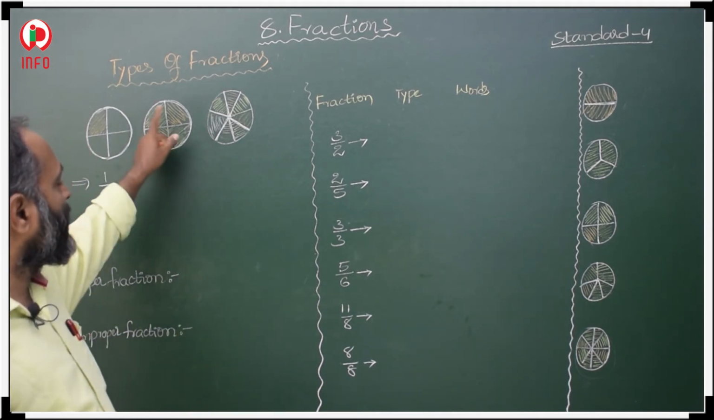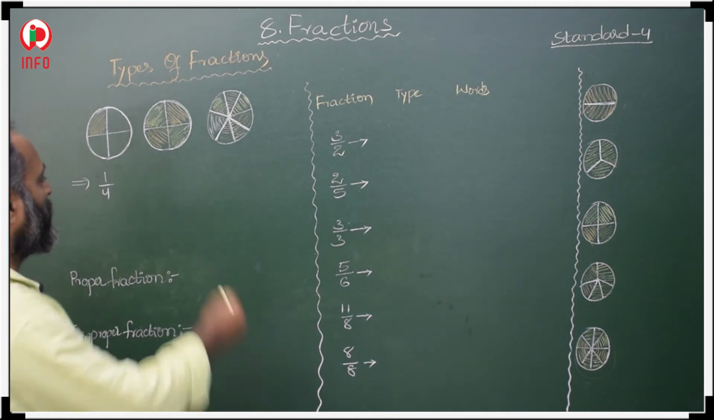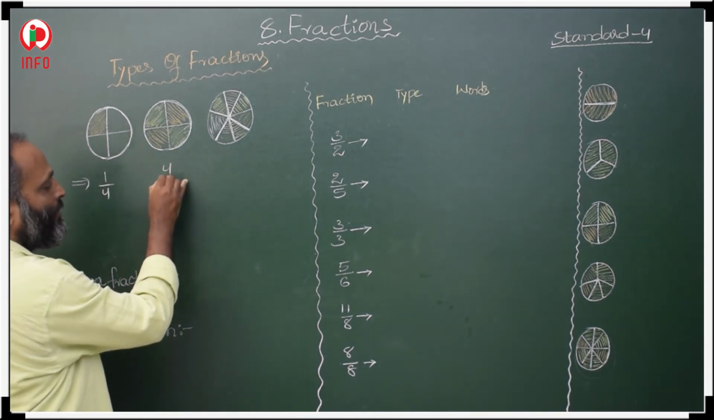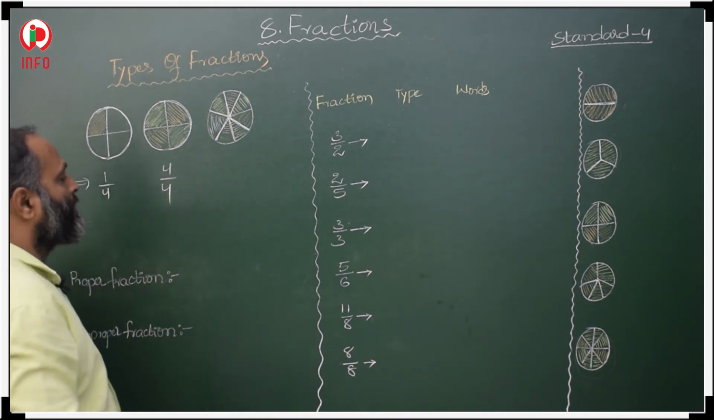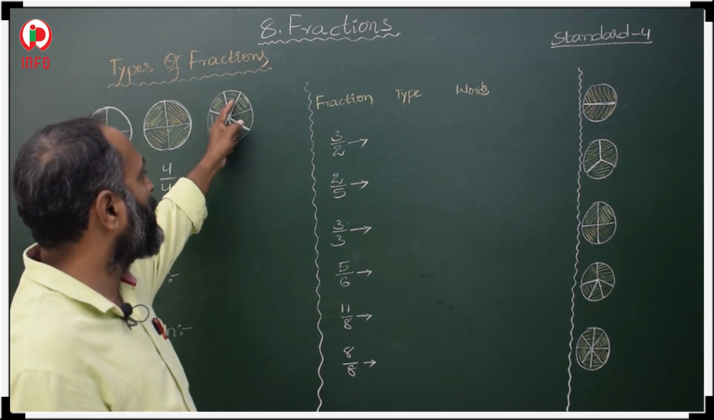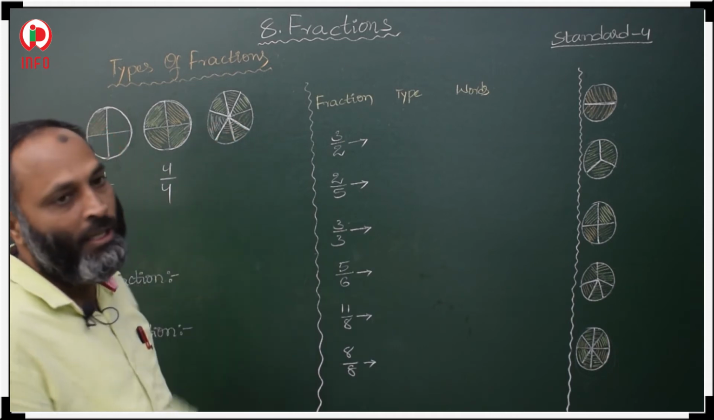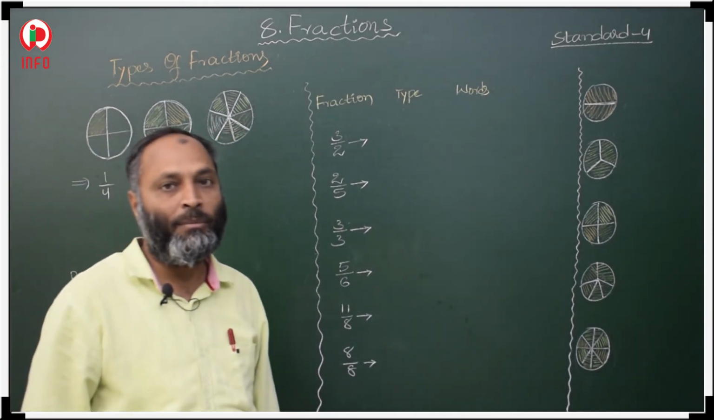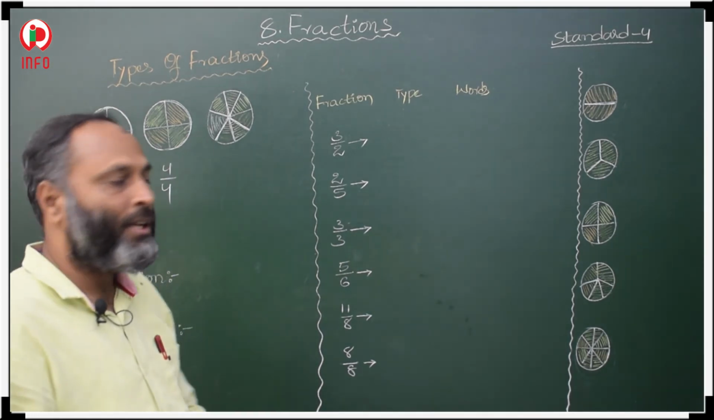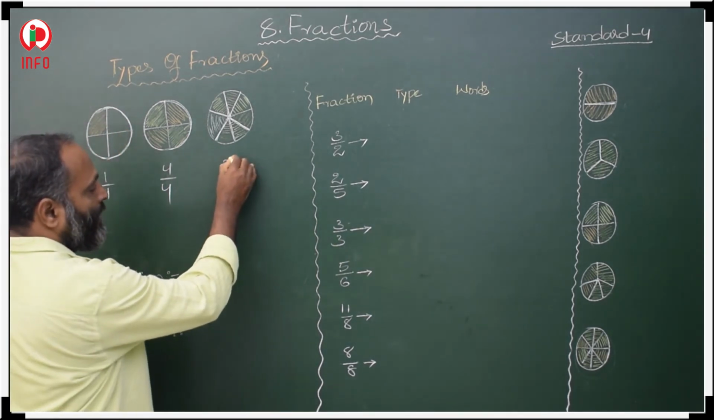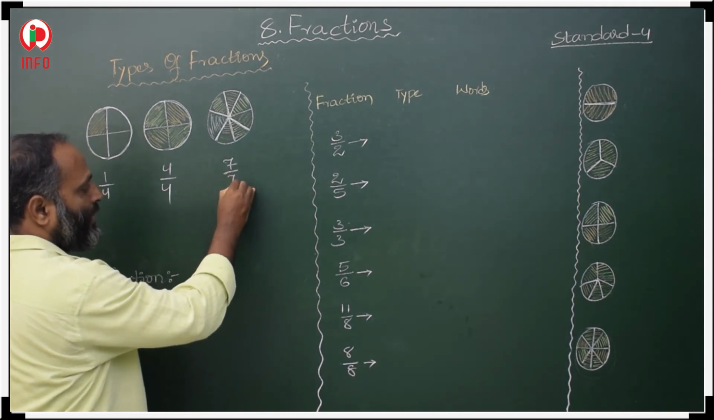And here, we divided into 4 parts, and all 4 parts are shaded, then 4 by 4. In this one, how many parts are there? 1, 2, 3, 4, 5, 6, 7. So 7 parts, and in these 7 parts, total 7 parts are shaded. Then how to represent? 7 by 7.